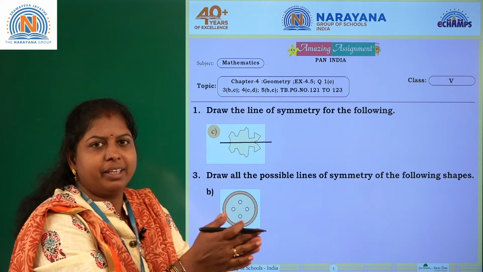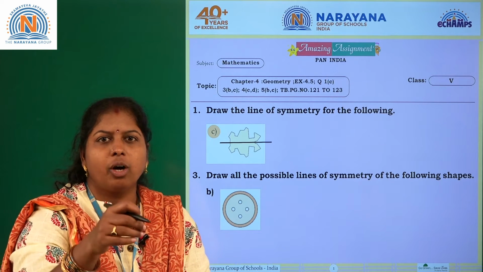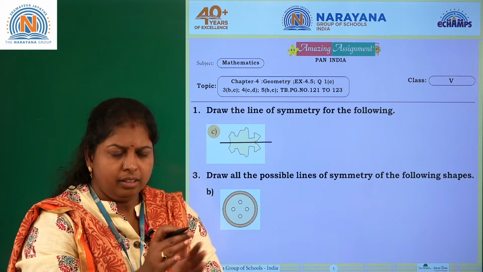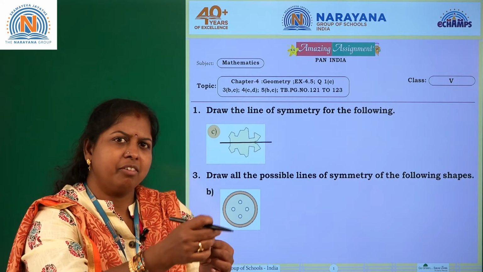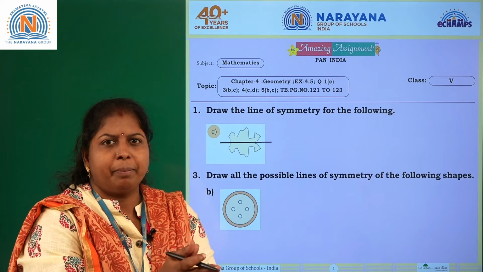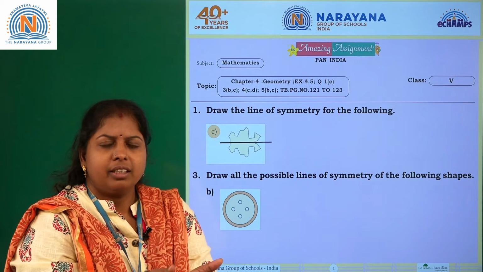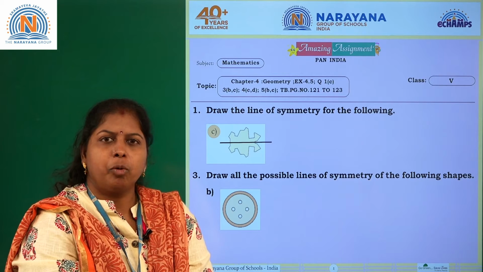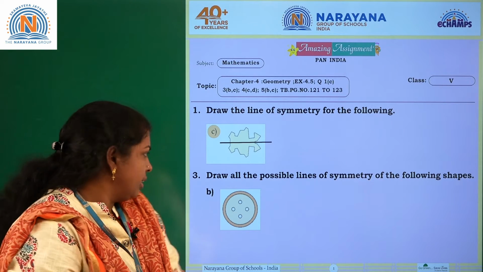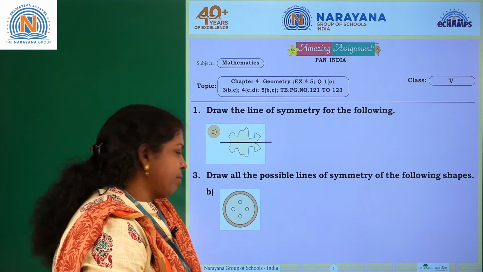If you fold that figure, or if you just pour one ink drop on a paper, and after some time you draw one line using your ruler, then fold that paper exactly based on that line, you will get the same shape on both sides. That is symmetry.